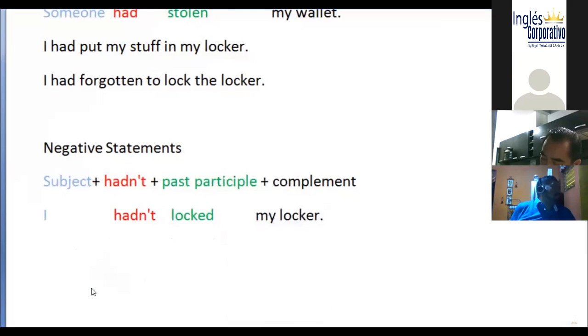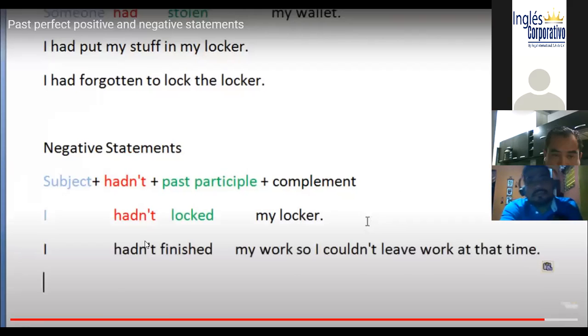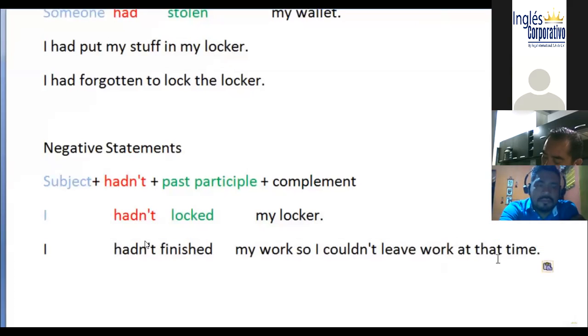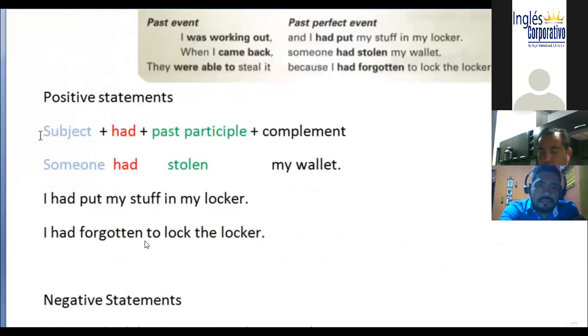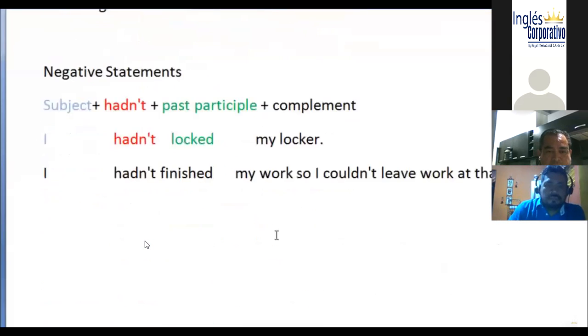Maybe another quick example that you can probably relate to is the following. So I'm going to go ahead and write that. I hadn't finished my work, so I couldn't leave work at that time. So what I would like for you to do next is to practice these concepts, practice making positive statements following this structure, and practice making negative statements. You can follow this structure.